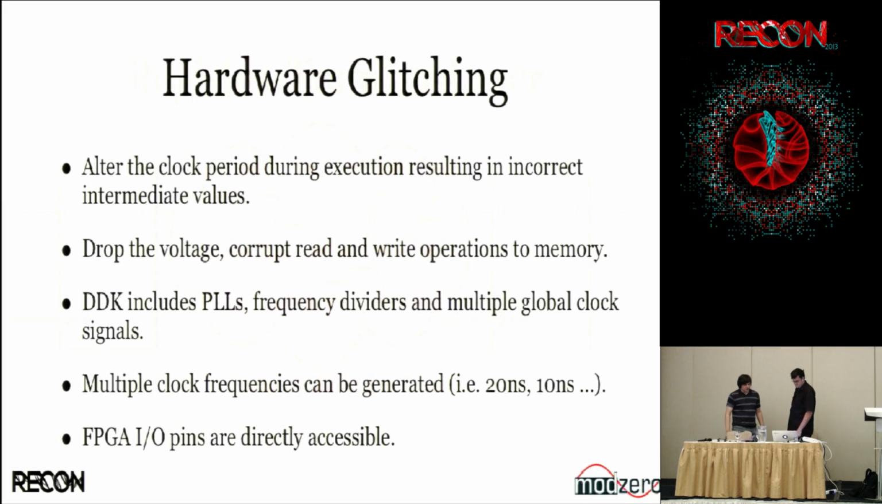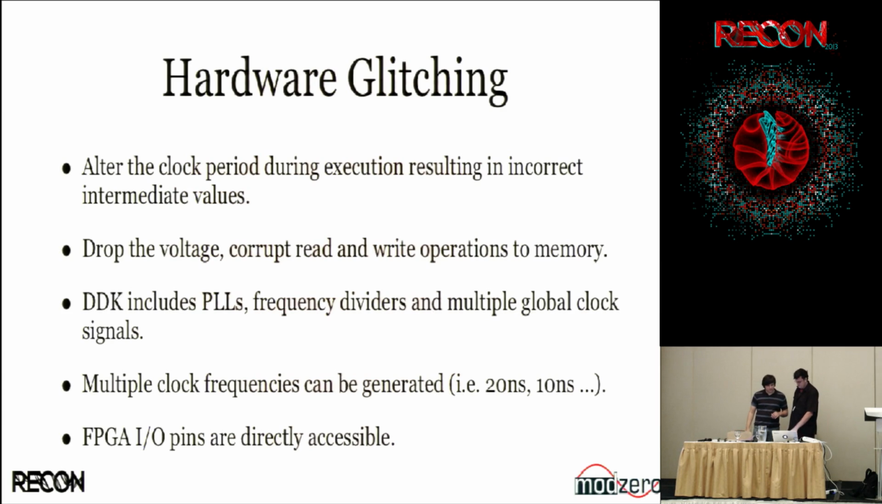So just to summarize, you can alter the clock period or drop the voltage. The nice thing about the DDK is we have an FPGA with PLLs, so we can create very small parts of the FPGA which run at a much higher clock cycle. So we have a much higher resolution for doing these kinds of things.